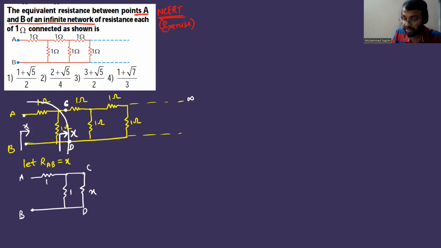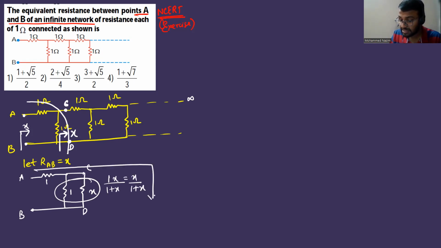Now you find out by your method what is the resistance between A and B. So how are these two connected? In parallel. In parallel, what is the resistance? R1 into R2, 1 into X divided by 1 plus X. So this is going to be X divided by 1 plus X. Now this and this, X by 1 plus X and 1 are in series.